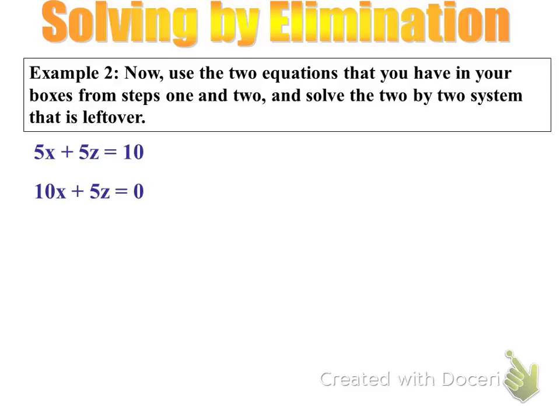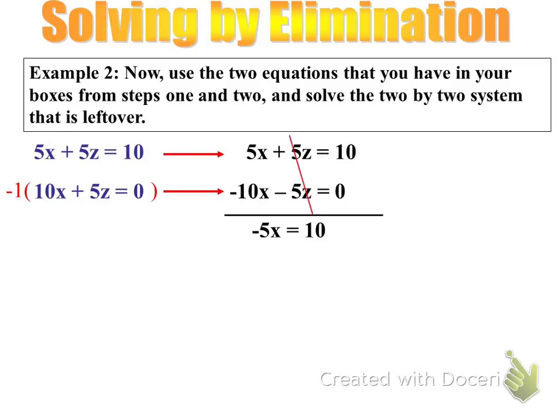What's easiest to eliminate from here? Z, right? So we can change all the signs. We're going to eliminate z, and that's going to give us -5x equals 10, or if you change the other one, you'd get 5x equals -10. Either way, you get x equals -2 as your solution for x. That's one of our variables.